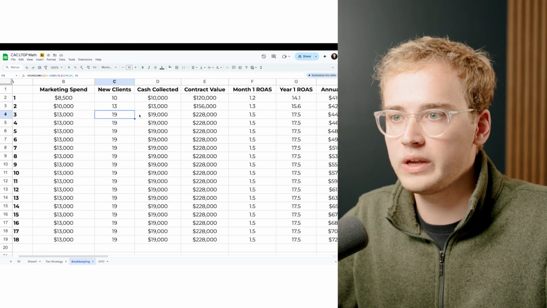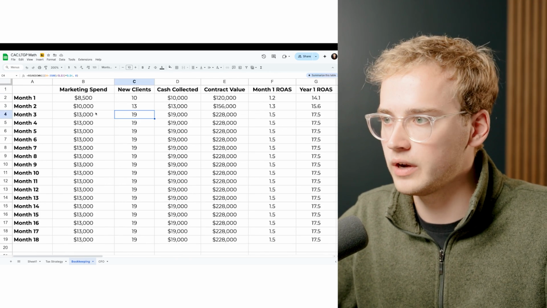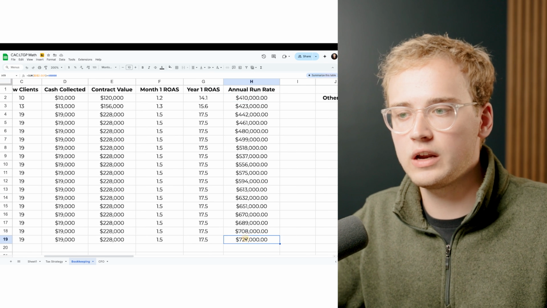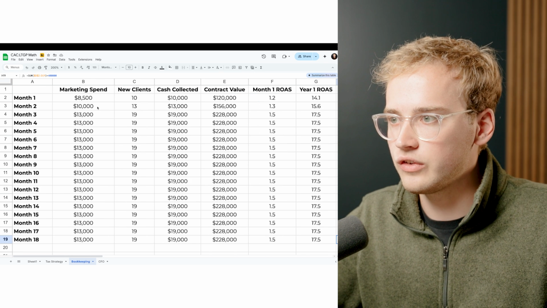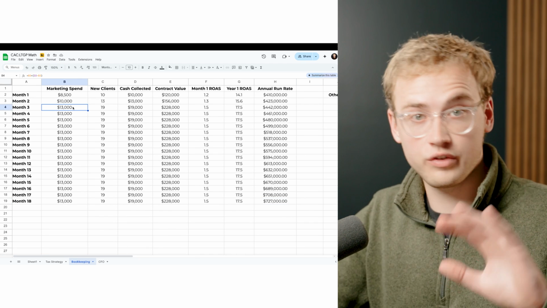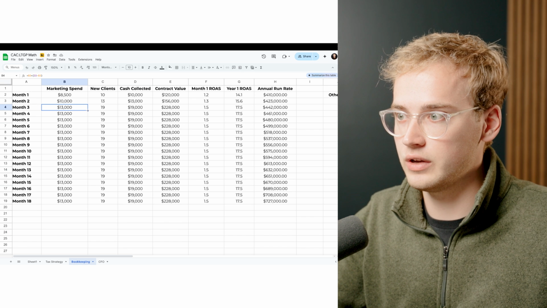And so we can continue to do this until our annual run rate gets up to the point where we're comfortable, right? So let's say we're trying to scale from 400 grand a year to $1 million a year in 18 months, and that's our goal. So we're just going to continue doing this. Let's zoom out a little bit so we can see everything. We're just going to continue reinvesting until we get to that $1 million a year run rate.